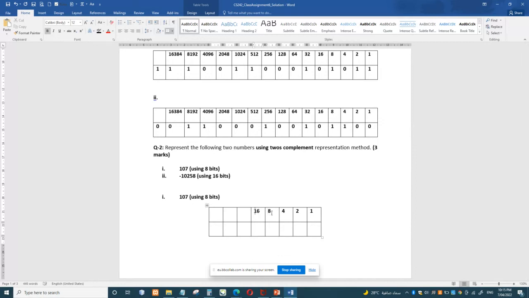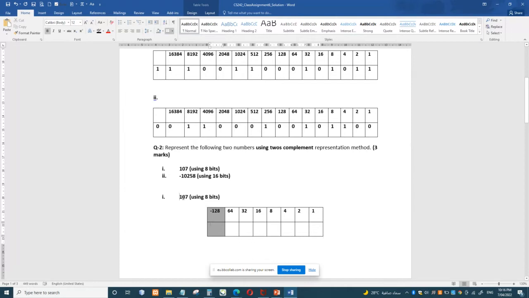Then it is 16. Then it is 32. Then it is 64. And minus 128. That is exactly what we do when it is a 2's complement representation. Remember, we always use a negative positional value for the leftmost bit in 2's complement representation. The other positional values are basically as usual.